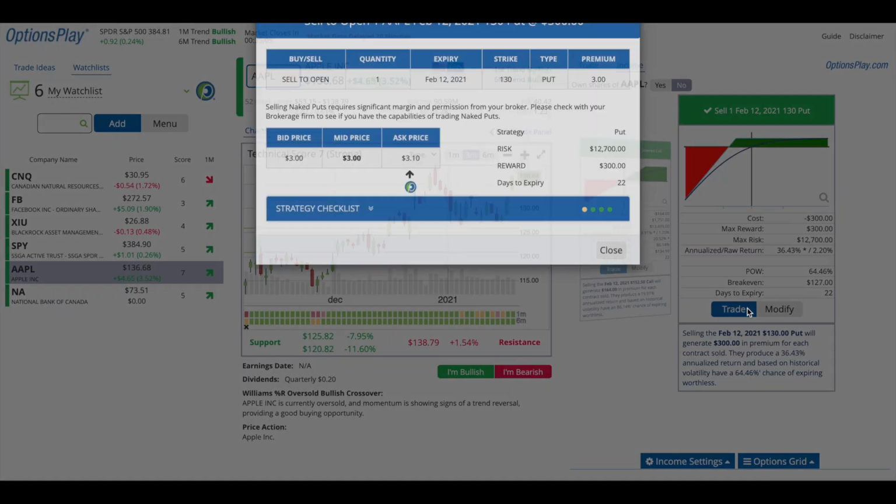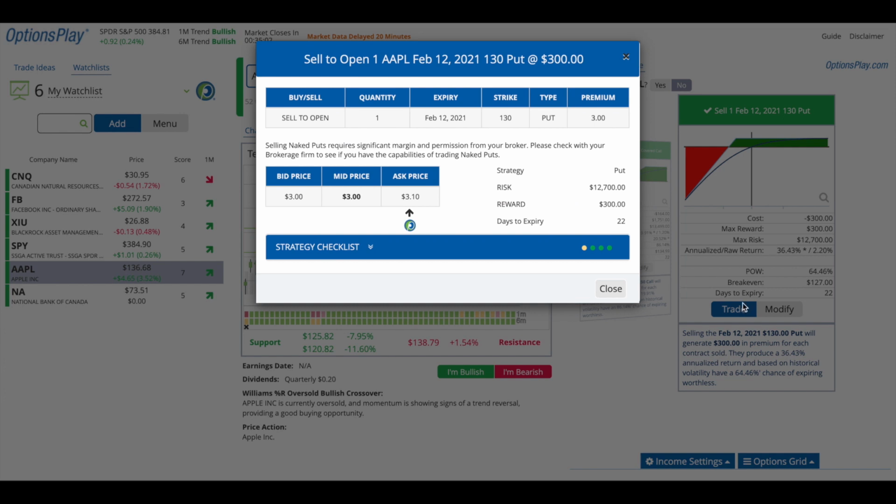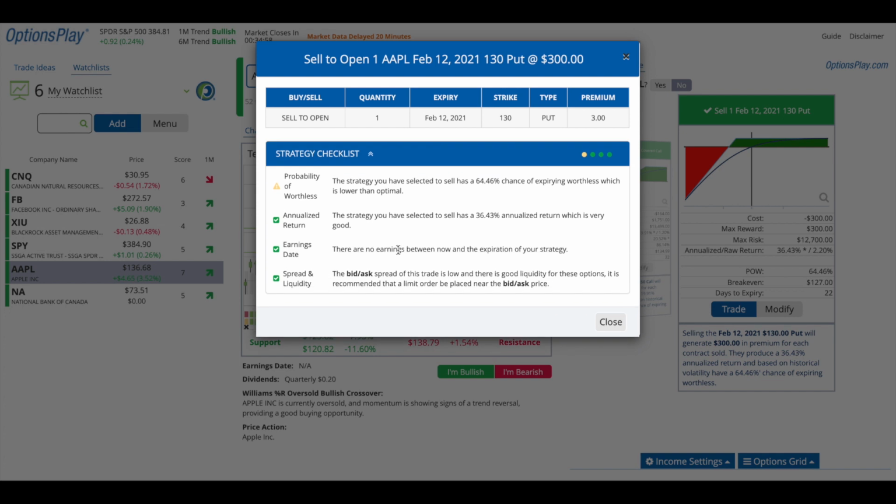And lastly, once I'm ready to place that trade, I can click on the trade button, see the details for how to enter these trades into my platform, and use the strategy checklist to make sure that I understand all of my risks before I place my trade.